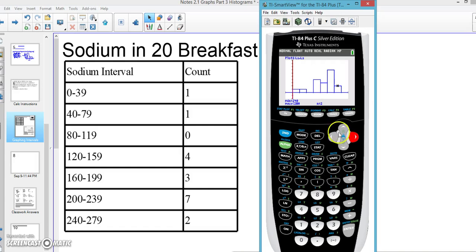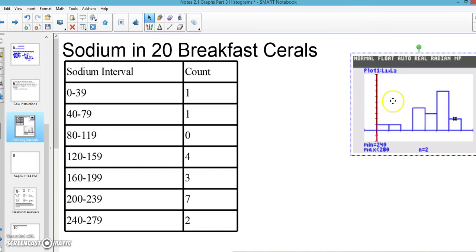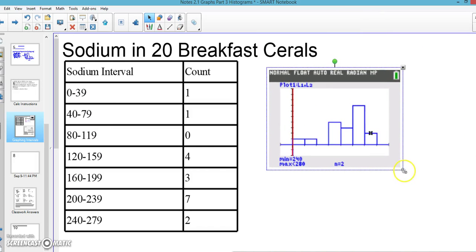So I've been able to make my mins and maxes match my intervals, and that means I have successfully made a histogram for my data.